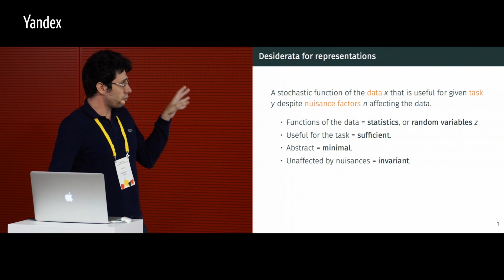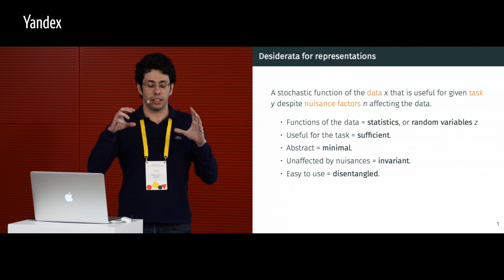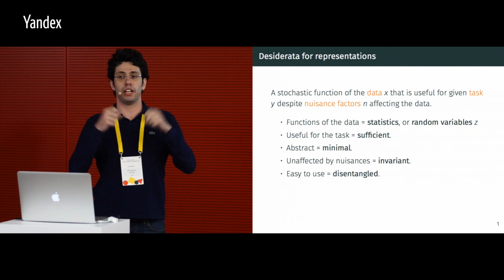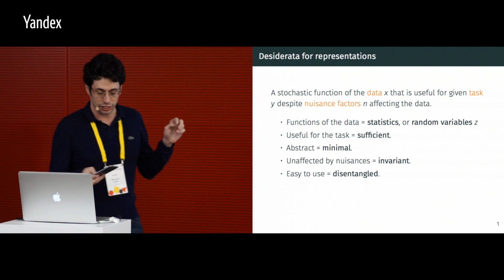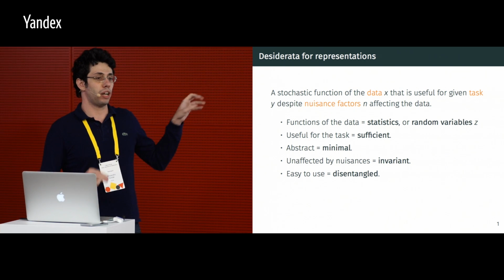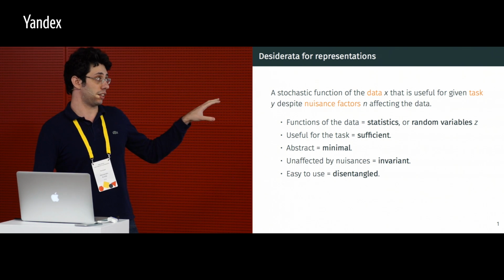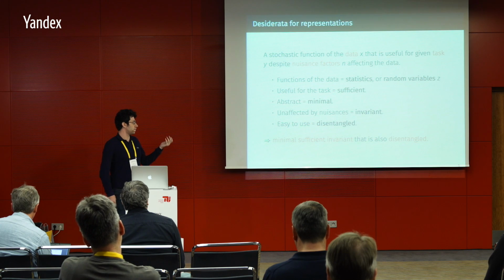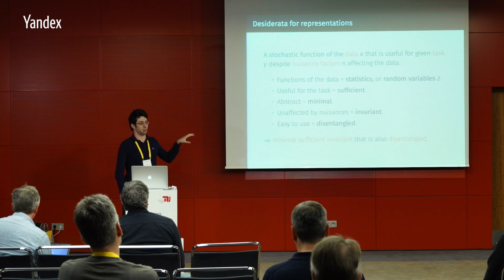And then the last problem is that when working with real data, the information is not always contained only in the components of the data, but also in the correlations between the components of the data. Now, since it's difficult to extract information from the correlations, for the representation to be simple to use, we would like all the components of the representation to be independent, meaning that the representation is disentangled. So in short, a good representation of the data for us is a minimal sufficient invariant representation that is also disentangled.